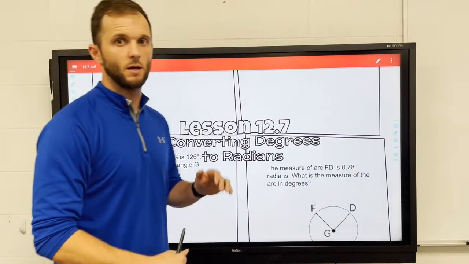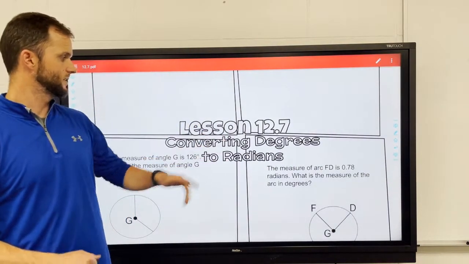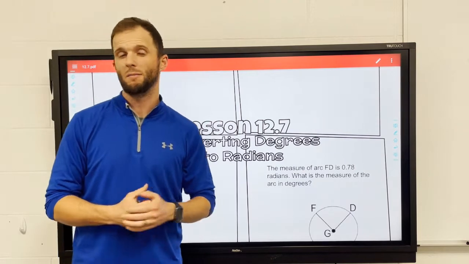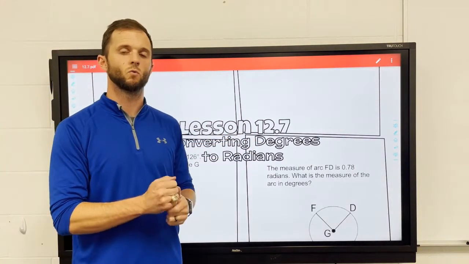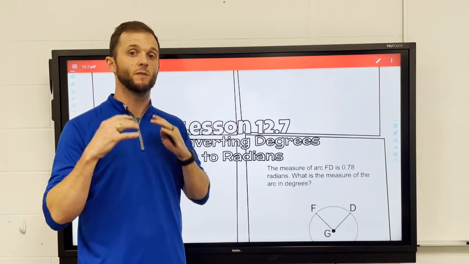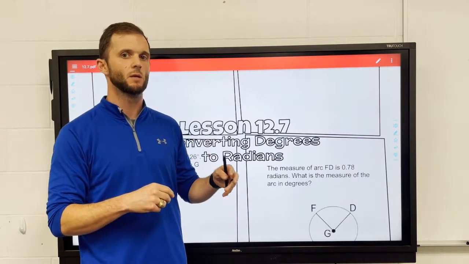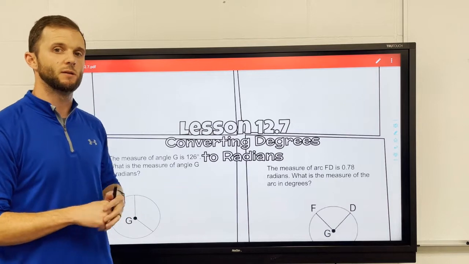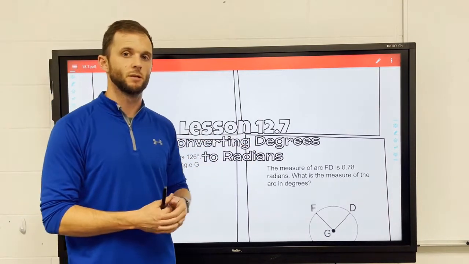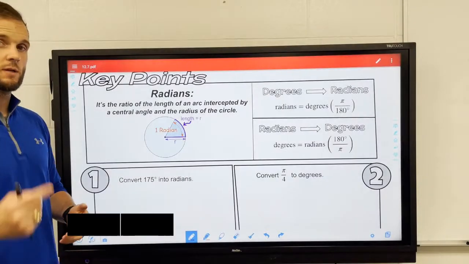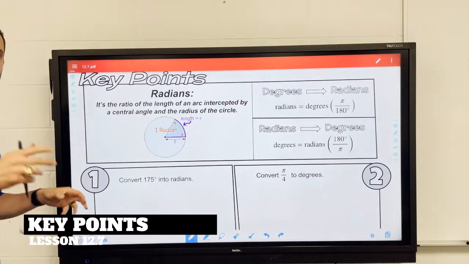What's up guys? So today we're going through 12.7 and we're going to be learning about something called converting degrees to radians. So right now we've been doing everything with the circle with degree measurements. Now there's another measurement that deals with circles, and that's going to be called radians. And so that's what we're going to be jumping into today. So the first thing we're going to talk about is exactly what is a radian.